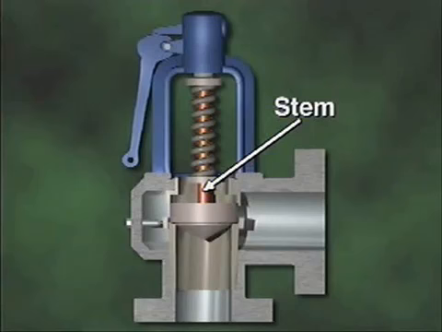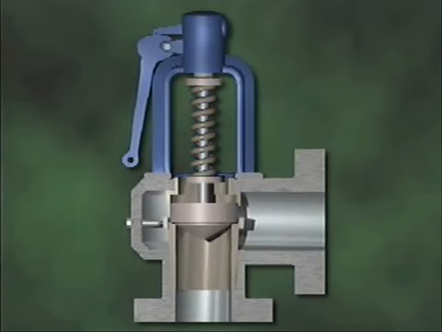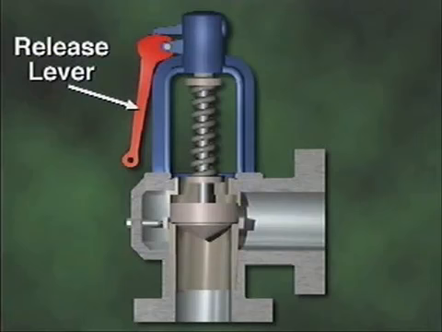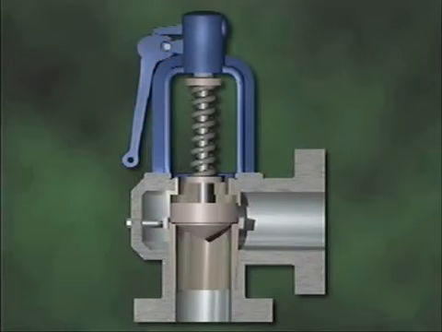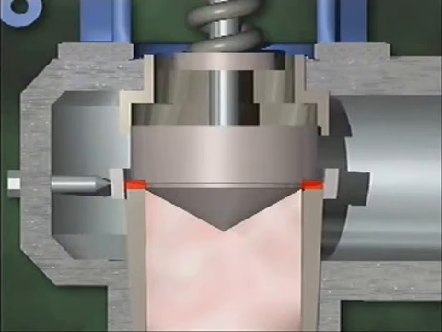The disc and seat seal the system closed under normal pressure. The disc is mounted on a stem. A spring holds the disc in place, and the valve stem transfers tension from the spring to the disc. The release lever is used to trigger the valve manually while the system is operating to make sure that the valve works properly.